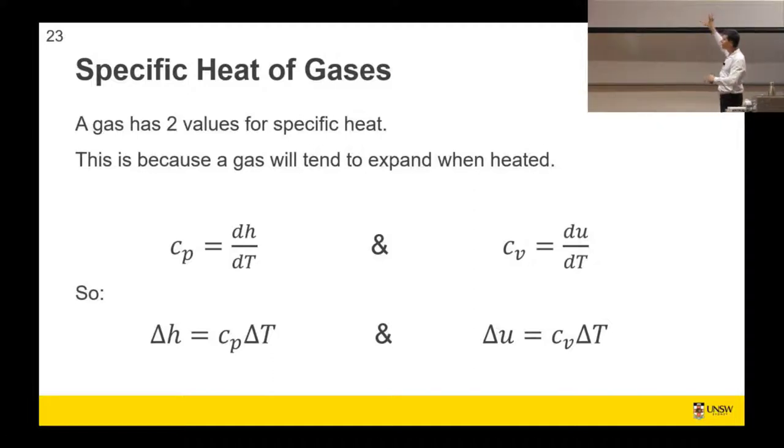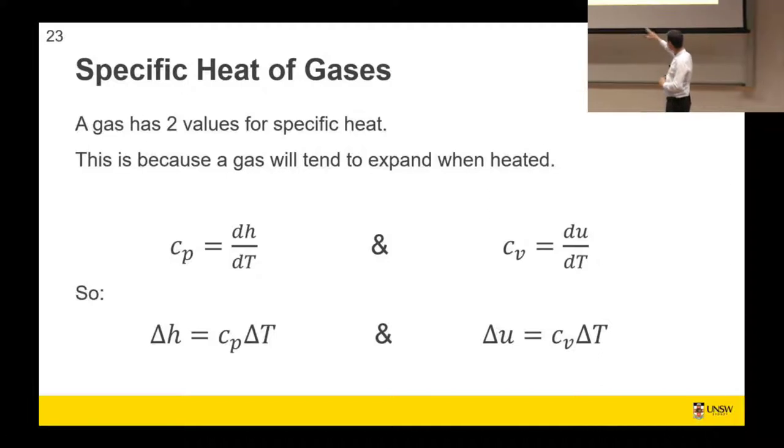Cp involves enthalpy. For a solid and a liquid, the enthalpy and the internal energy are very closely related. They're basically the same thing, okay? So the reason that solids and liquids only have one value is they're incompressible, and Cp equals Cv, so we just call it C. And so we find that a change in enthalpy is Cp times a change in temperature. So if we want to calculate what's happening in the energy space, we can measure temperature and multiply it by these values.